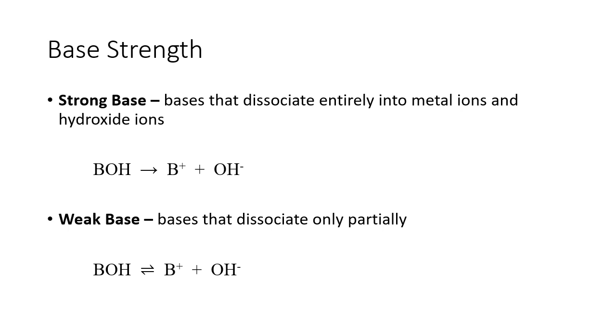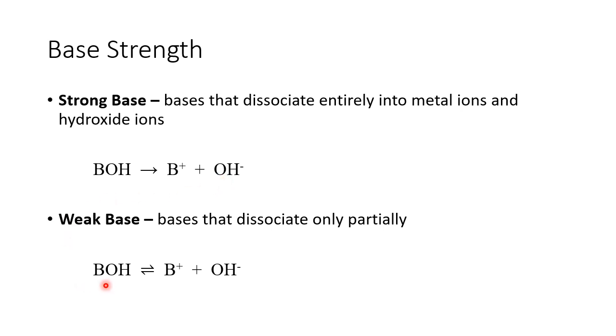Now let's talk about base strength. Similar to acids, we can have both strong bases and weak bases. A strong base is one that dissociates entirely into metal ions and hydroxide ions, while a weak base is one that only dissociates partially. If we take a look at our example equations, we have the strong base, generalized as BOH, dissociates entirely into B plus ions and OH minus ions.